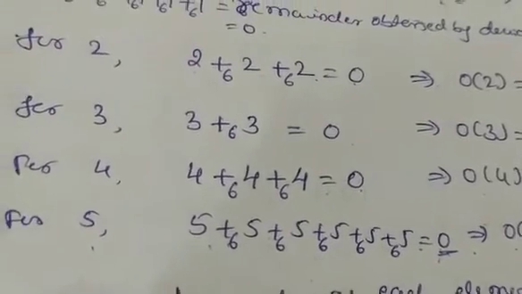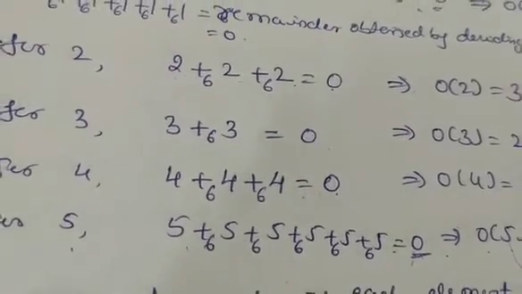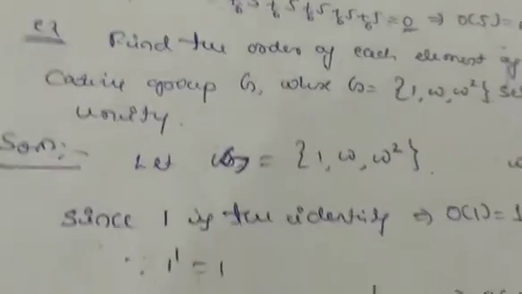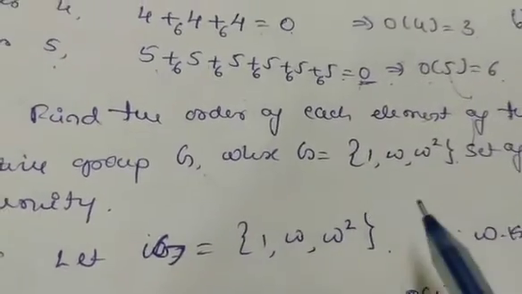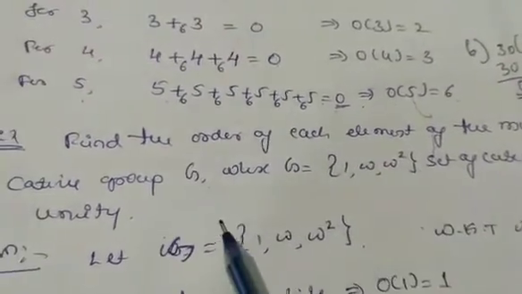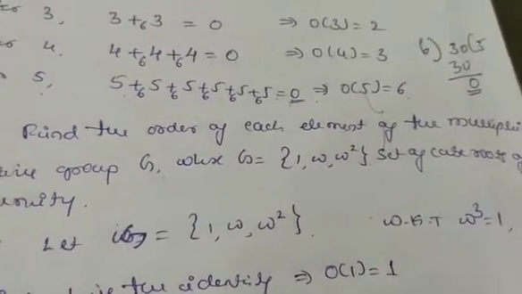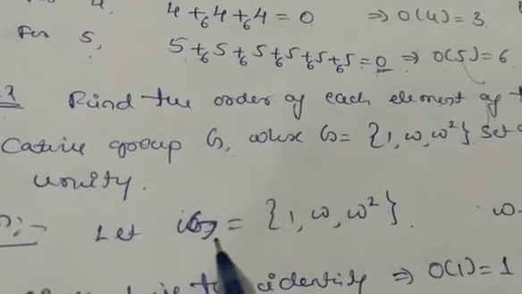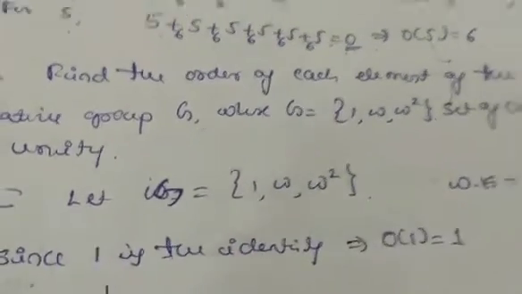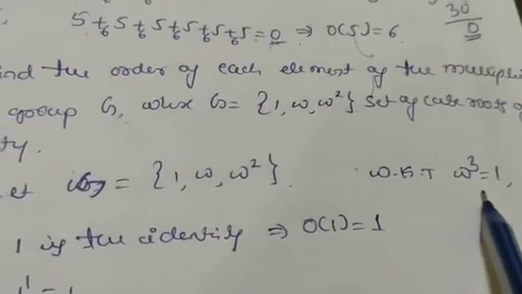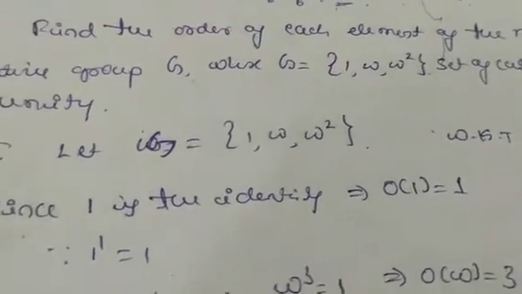So like this you will get the order of each and every element of this set. Like this only, I solved some more examples. Let us take one more example. Find the order of each element of this multiplicative group G, where G is equal to {1, ω, ω²}, the set of cube roots of 1. We know omega cube is equal to 1.